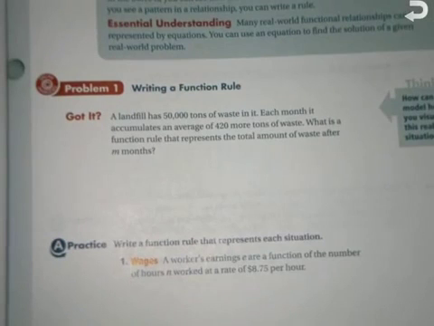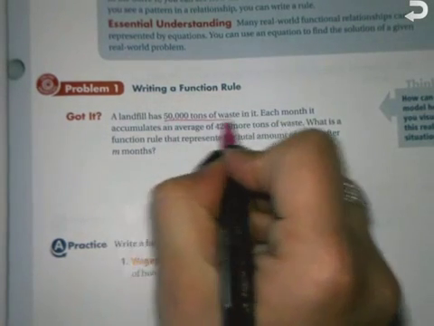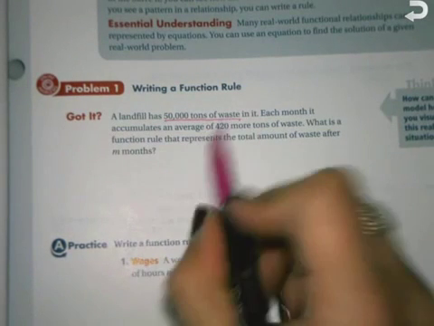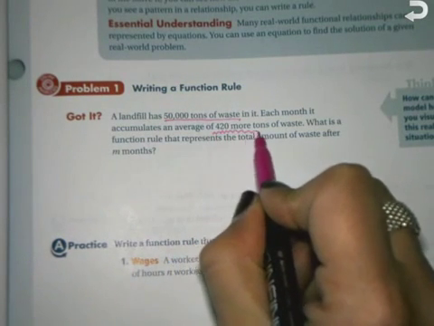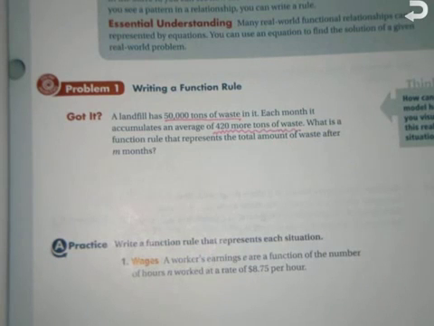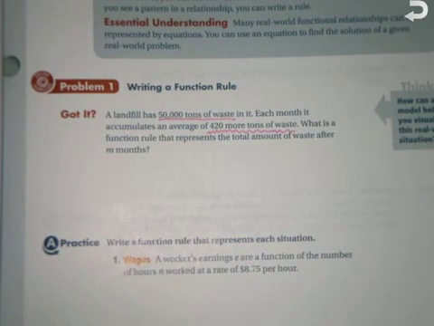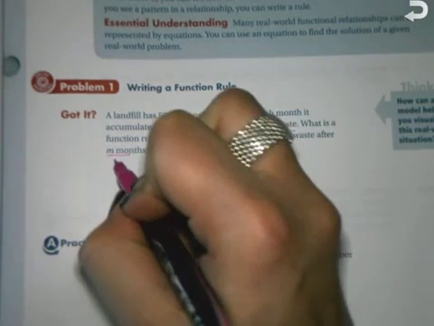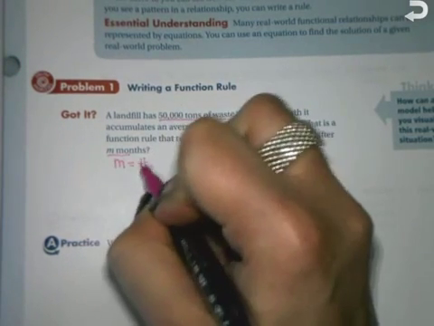Now we're going to look at problem 1 in your book, page 129. So here's the problem. A landfill has 50,000 tons of waste in it. Each month it accumulates, so I'm going to underline that because that's what we're starting with, each month it accumulates an average of 420 more tons of waste. What is a function rule that represents the total amount of waste after M months? The first thing we need to do is come up with our variables. The first variable they give us is M, the number of months. So M equals number of months.